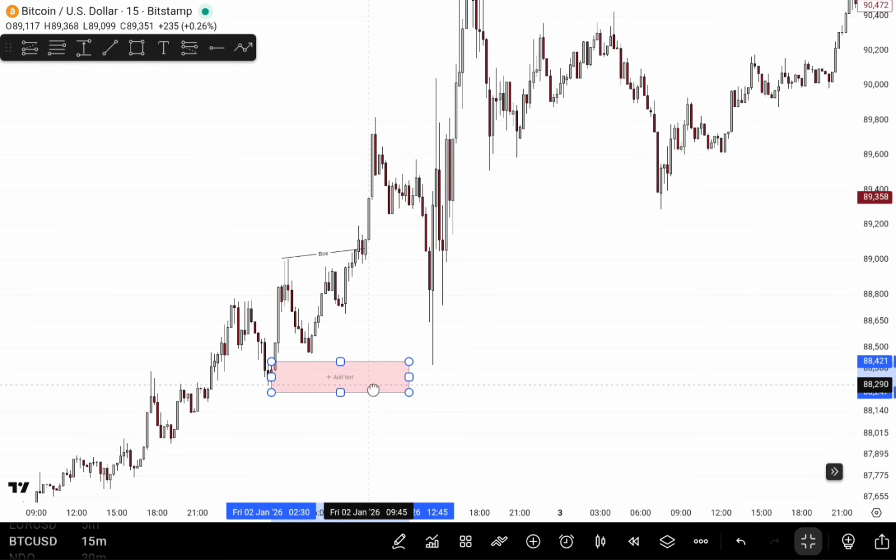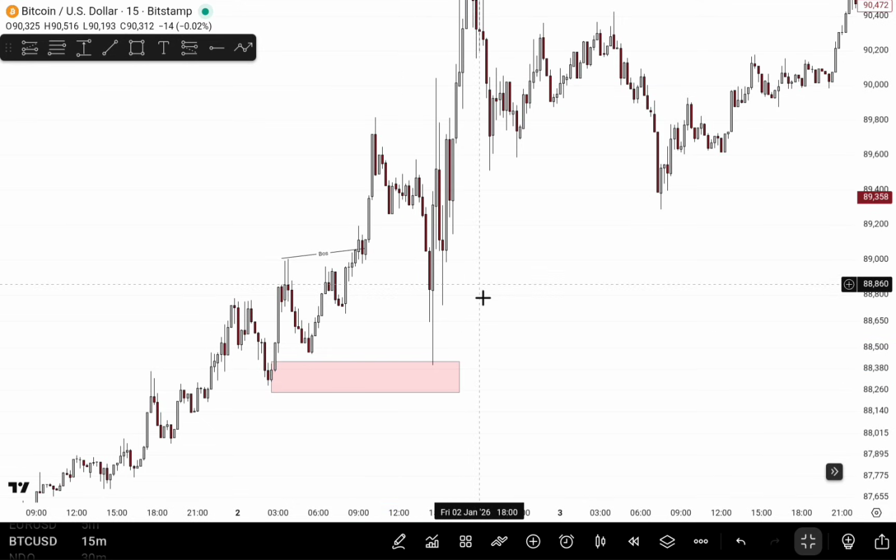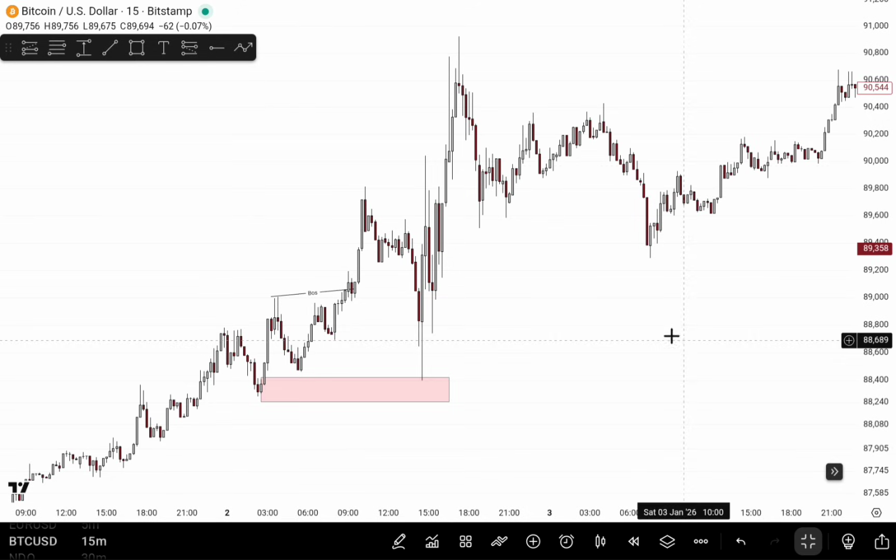I'll also have this other block which is currently sitting here. Can you see? So price reacted from this other block, and this shows a big move to the upside.